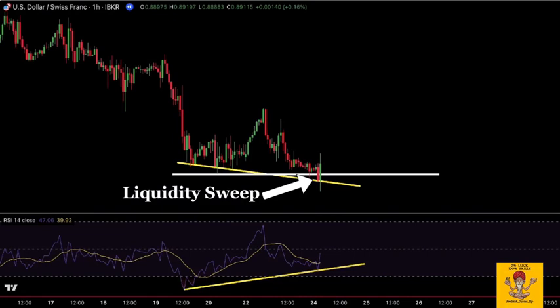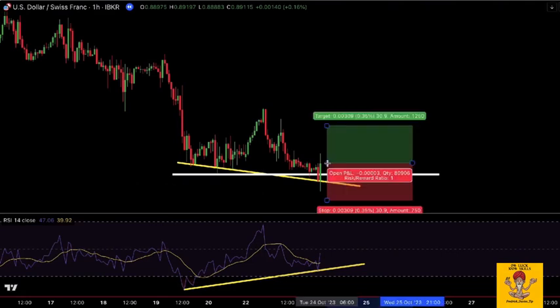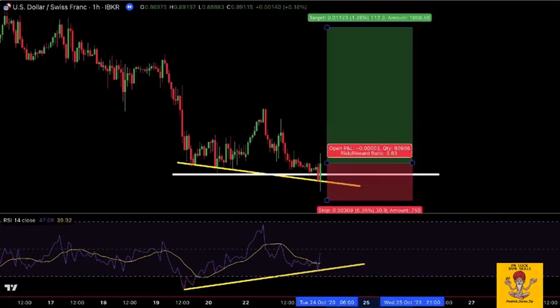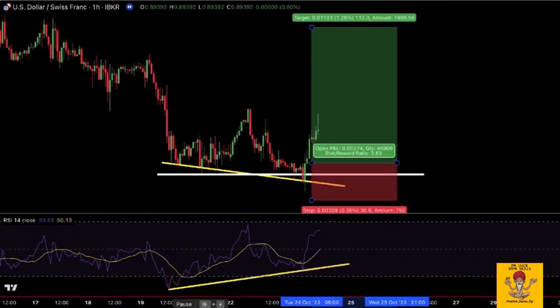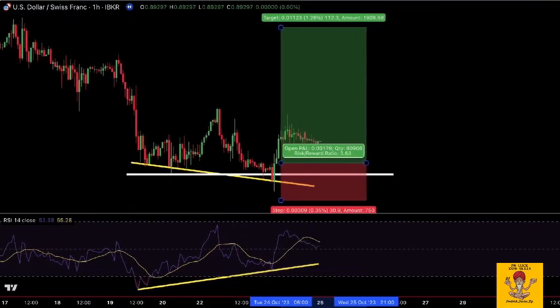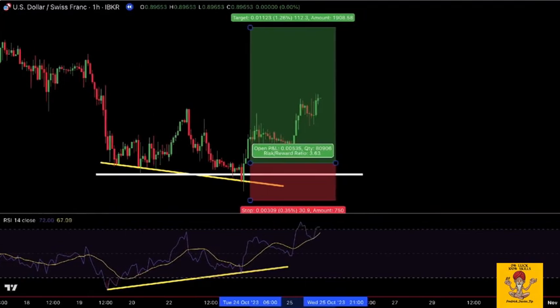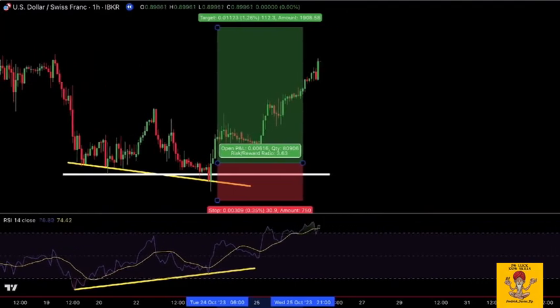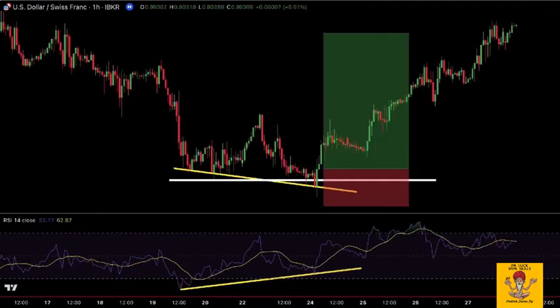At this stage, we have both RSI divergence and a liquidity sweep. The next step is to check if the higher time frame aligns with the setup. If you want a deeper understanding of top-down analysis, be sure to watch our dedicated video on the topic. Once all conditions are met, you enter the trade at the close of this candle, set a stop loss below the liquidity sweep, and aim for the next key level. As you can see, the market moved to the target as expected.